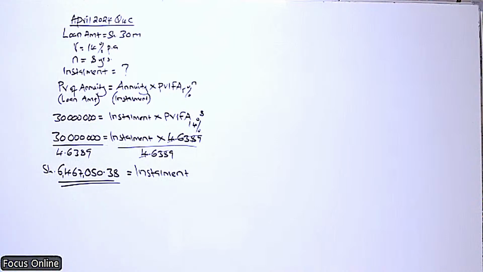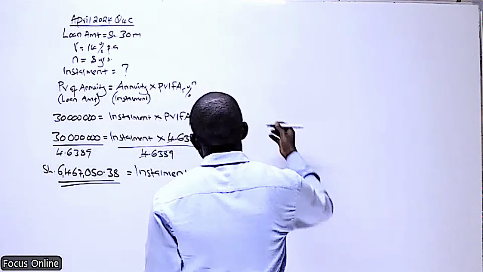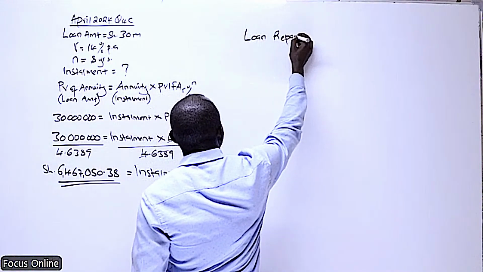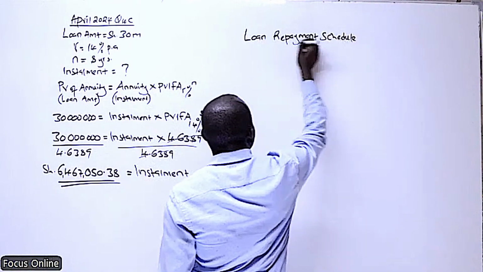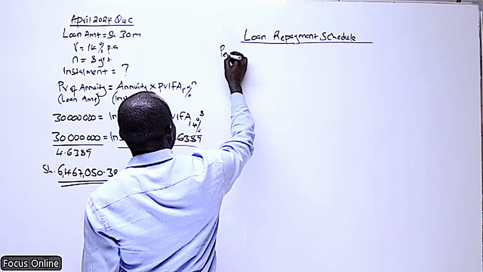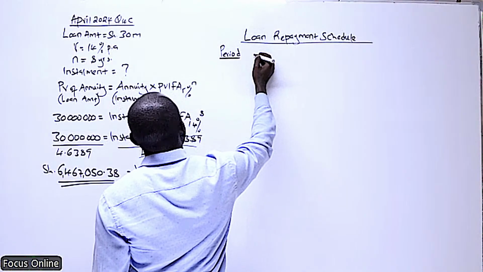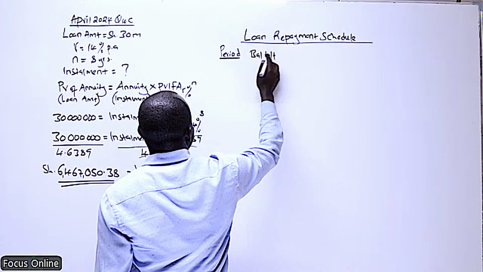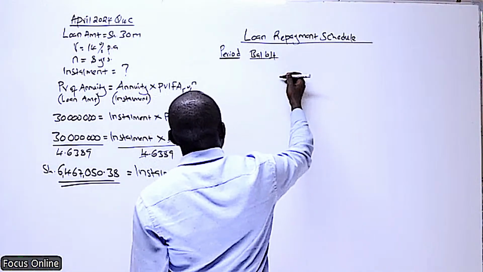After getting the installment, now we can prepare the amortization schedule, the loan repayment schedule. So here we have period, amount due, that is the balance brought forward.